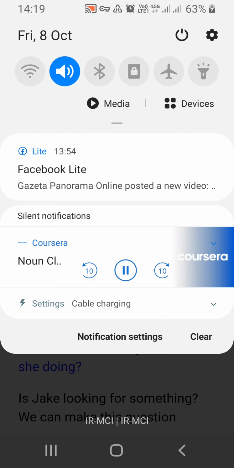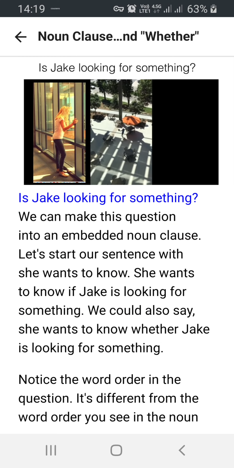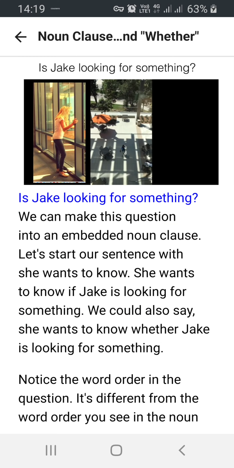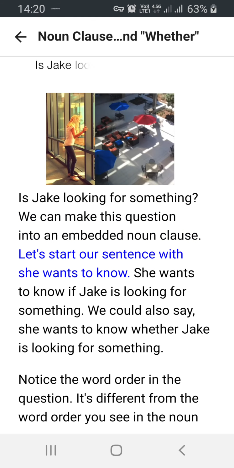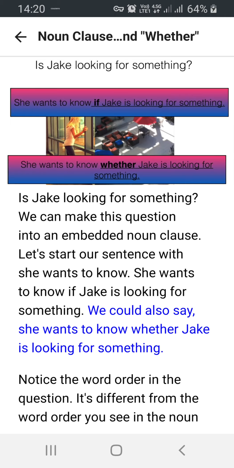What is she doing? Is Jake looking for something? We can make this question into an embedded noun clause. Let's start our sentence with she wants to know. She wants to know if Jake is looking for something. We could also say she wants to know whether Jake is looking for something.